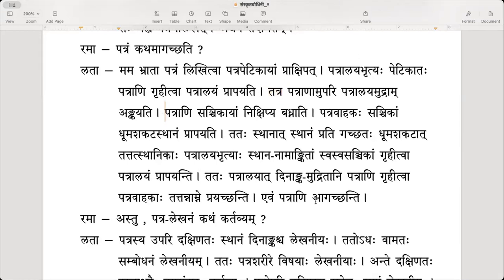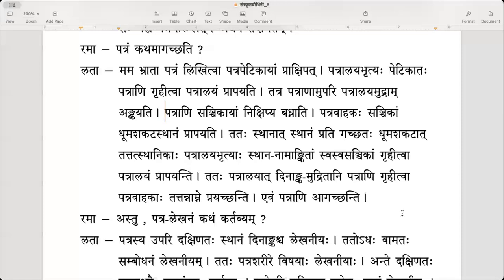Patrani sanchikayam nikshipya badnati. So then he puts all the letters in a bag and ties it. Nikshipya, after placing it inside the bag, Sanchika. After placing it, he ties it.